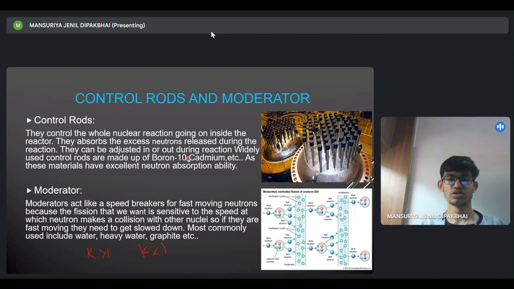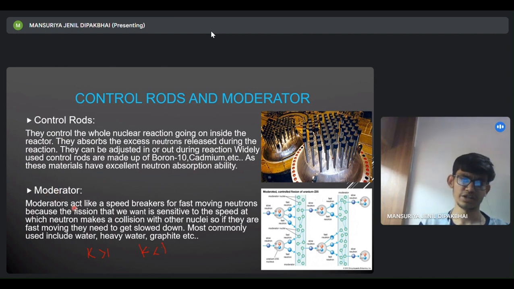These control rods are made from materials like boron-10 and cadmium, as these materials have neutron absorption ability. If K is greater than 1, then these rods automatically go in to absorb neutrons and maintain K equal to 1. If K is less than 1, then they will automatically come out so that more neutrons can be produced.